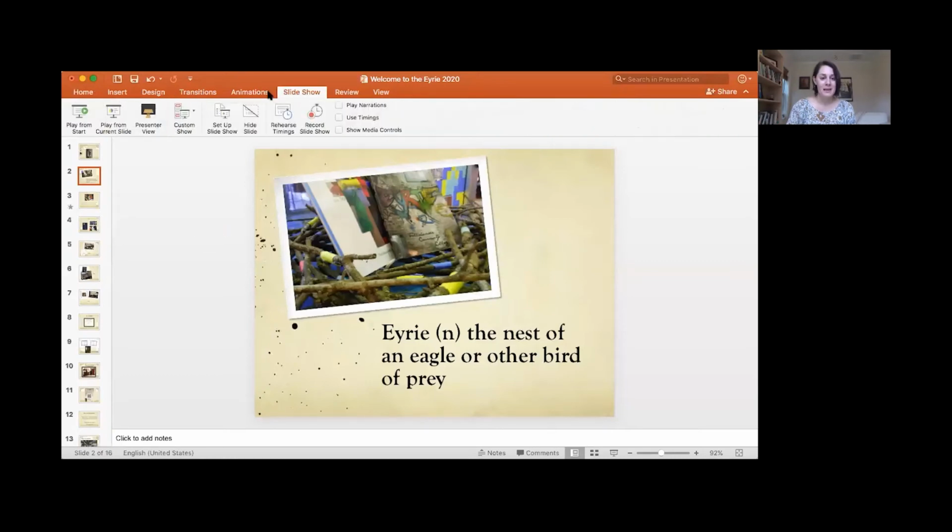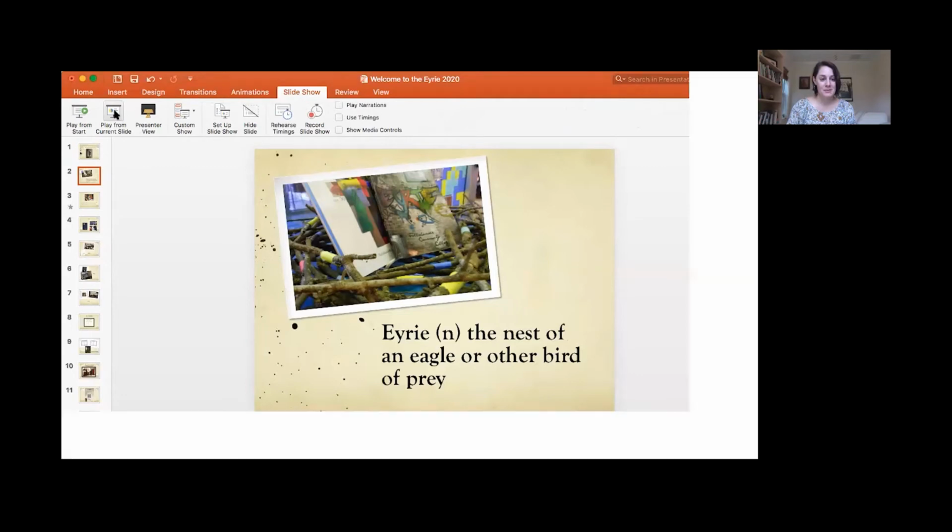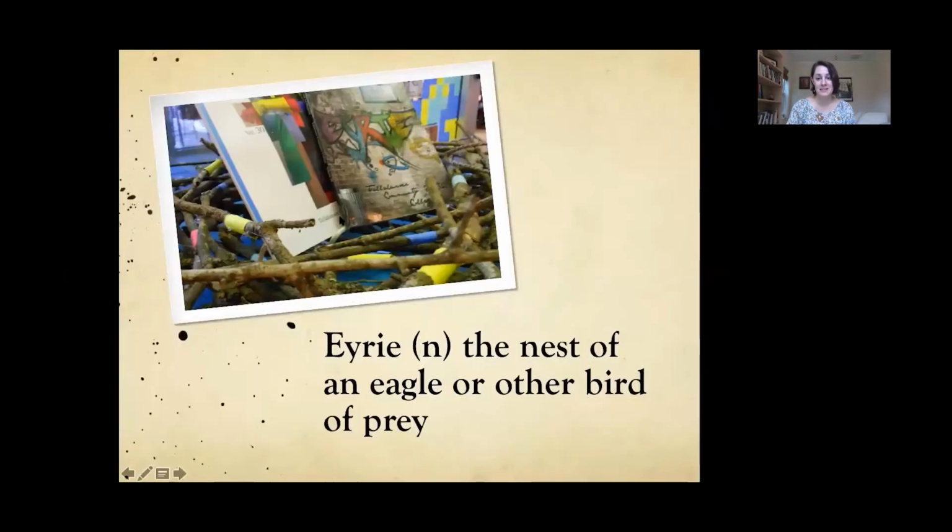When I first became advisor to the magazine, I confess I had to look up the word Erie because I'd never seen it spelled this way before. So as you may know, at TCC, our mascot is the eagle. And so I like to think of the magazine as our nest, our gathering place for TCC students' creativity. And the magazine showcases that creativity in a very special way.